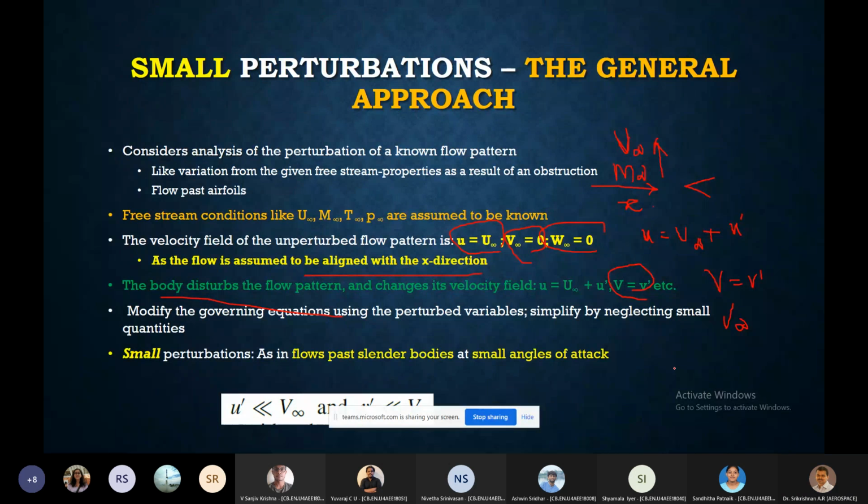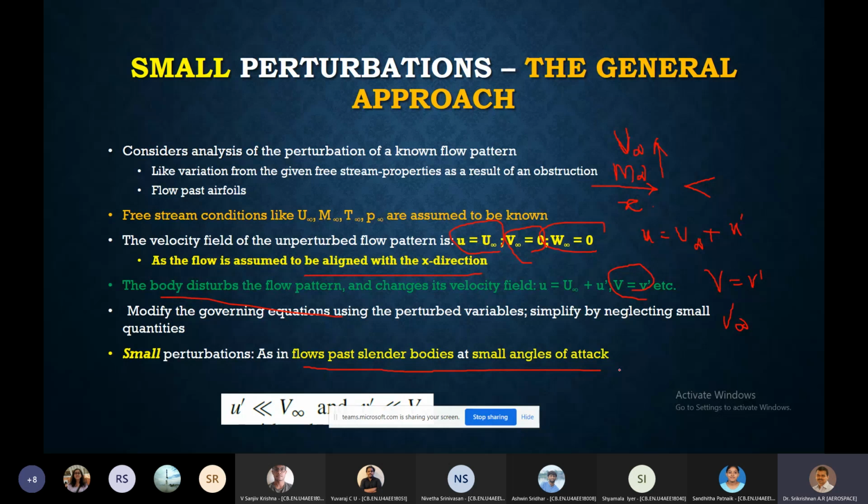Now these two are important: slender bodies and small angles of attack. Why slender bodies? Because if the body is blunt, then the perturbations cannot be assumed to be small. We are going to impose the condition that the perturbations are mathematically and physically small, whereas that's not the case for blunt bodies. So the applicability is restricted to slender bodies and also small angles of attack, because of the same reason. When there is a significant angle of attack, the variations will be high, and the perturbations cannot be assumed to be small.